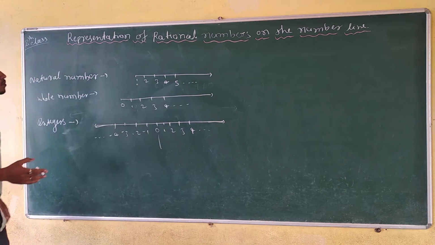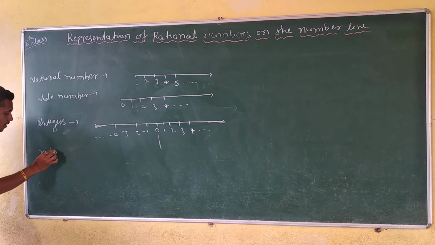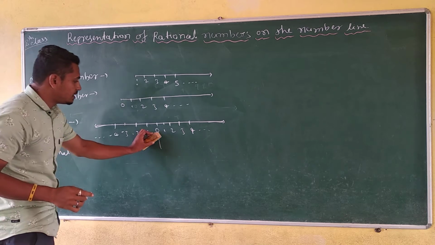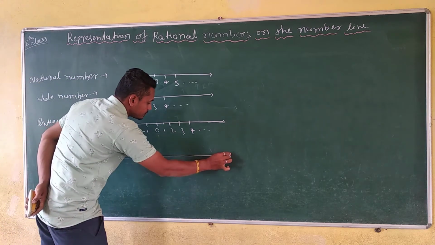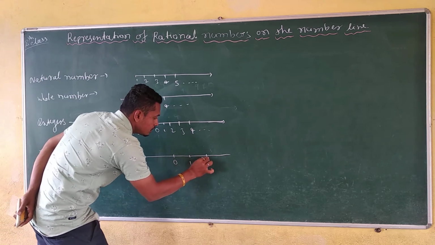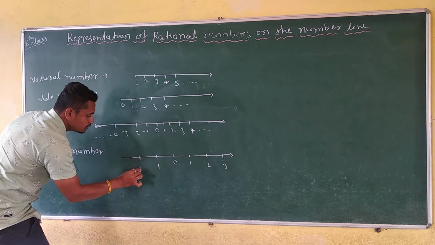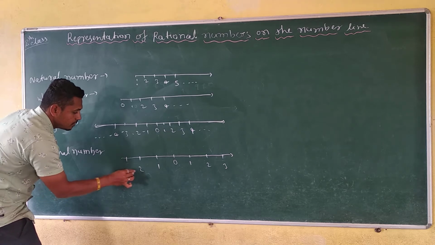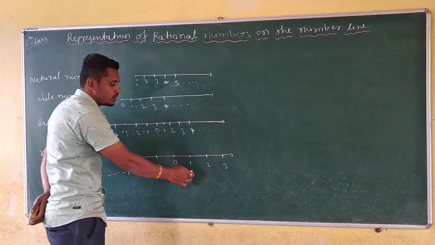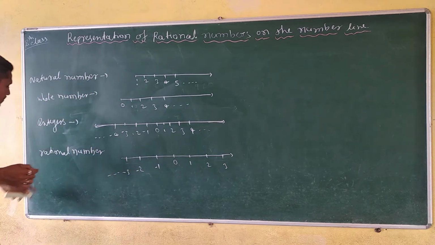Now move towards the rational numbers. See here, in the case of rational numbers, now I write here 0, and here 1, 2, 3, and so on. Here also 1, 2, 3, and so on. The negative integers are present on the left hand side of the number line and positive integers are present on the right hand side of the number line.